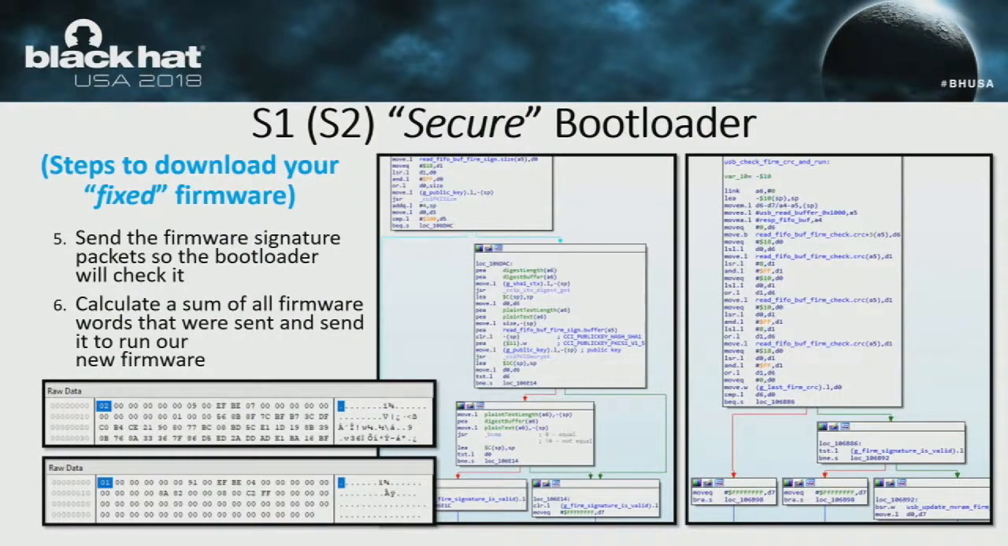At this moment, we must already have the SHA-1 hash calculated for the uploaded bytes and encrypted with the private key of the key pair that we generated at previous steps. Also, we need to calculate the sum of written half words. At the fifth step, we must send the signed hash so that the bootloader will check the data that was sent before. If signature validation fails, you will get a brick again.